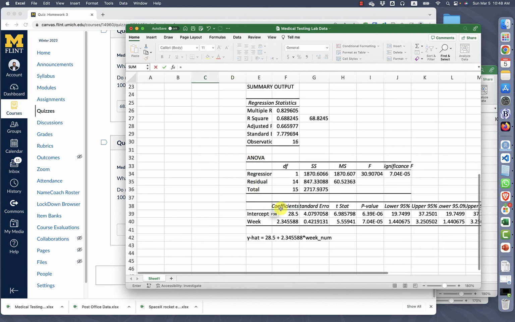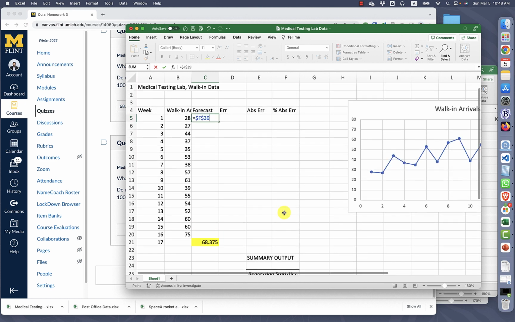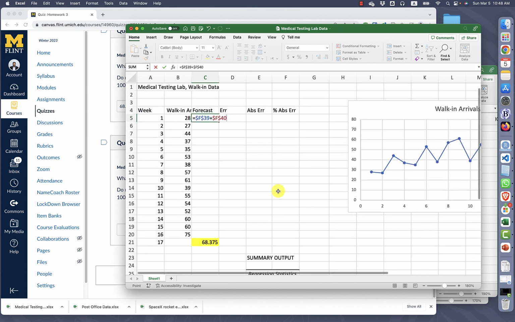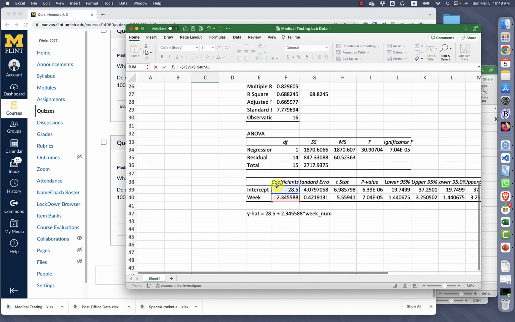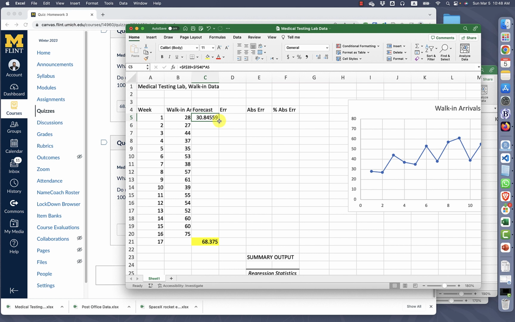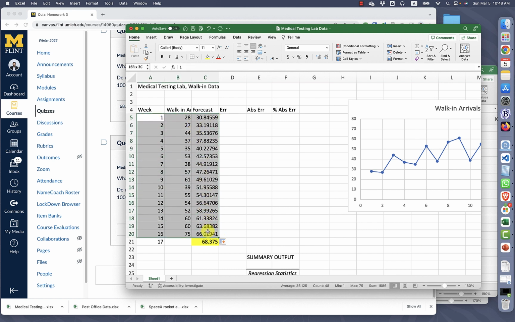So how do I get the forecast? I use my regression equation to get the forecast for all of these things. Okay, plus 2.345 times week number 1. And I put the dollar signs there to lock these two cells, the blue and the red cells. So when I press enter, I can just drag it down to get a forecast over weeks 1 to 16. I can only compute error for weeks 1 to 16 because for week 17, I do not have the actual demand. I don't know the actual demand to be able to know what is my error in week 17. So error is always actual value minus the forecast.